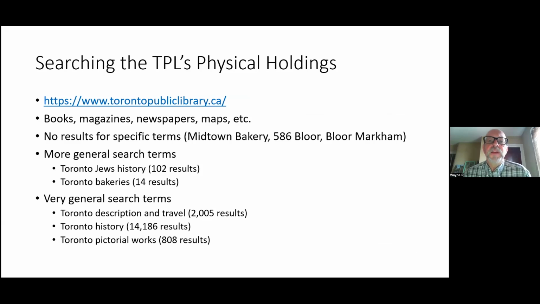Now, searching the TPL's physical holdings. So once again, you'll go to the homepage of the TPL, and here you're searching for books, magazines, newspapers, maps, what have you. And using those specific search terms, Midtown Bakery, 586 Bloor, well, even Bloor Markup didn't produce anything. But I typed in more general search terms and I found things related to Toronto Jews history, Toronto bakeries, and some very general search terms that we've encountered before. Toronto description travel, Toronto pictorial works, and Toronto history.